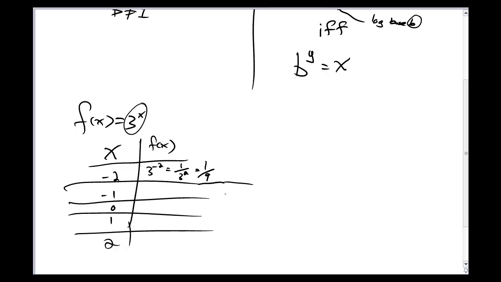So I'm getting my ordered pairs. On the other hand, I have -1, so I have 3 to the -1. This is 1 over 3 to the first power, which is just 1/3. Anything to the 0 is always just 1. 3 to the first power is just 3. And we know 3 squared is the number 9.